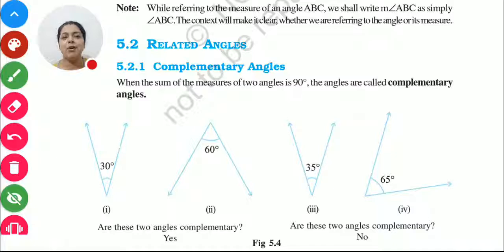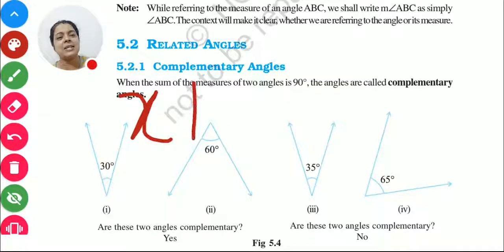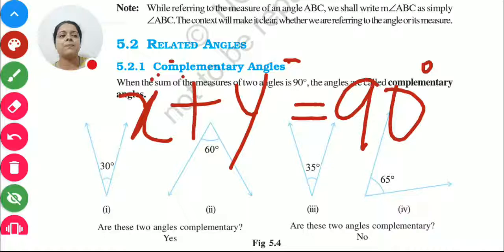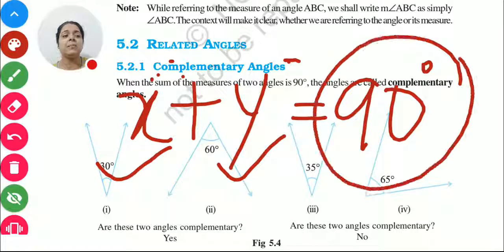So when the sum total of two angles is known as 90 degrees, why don't we make it in the form of an equation? So we just mention it like that: angle X plus angle Y is equal to 90 degrees. Angle X can be anything, angle Y can be anything, but if the total sum is equal to 90 degrees, it will be a complementary angle.